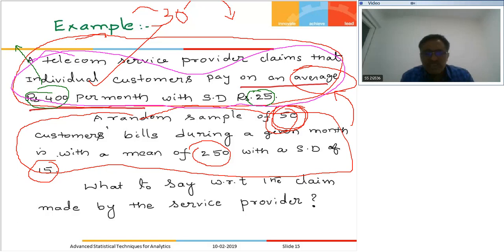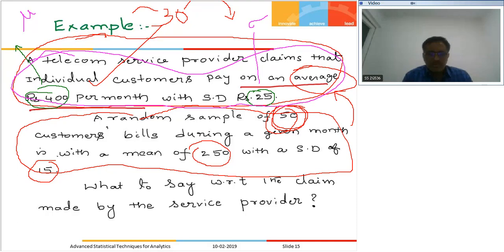So then we see here, the 400 and 25 are both related to the population. That means one is the mean of the population. 400 is the mean, the average they mentioned, that is mu, and this 25 is sigma.